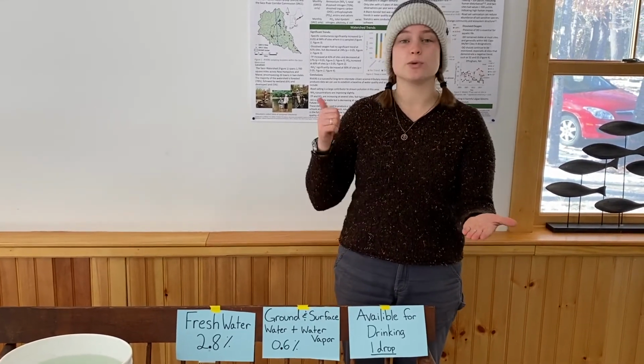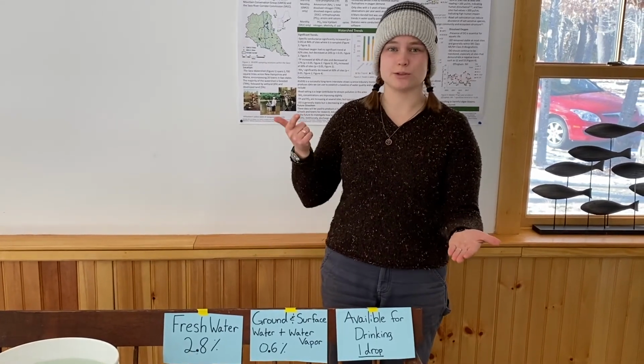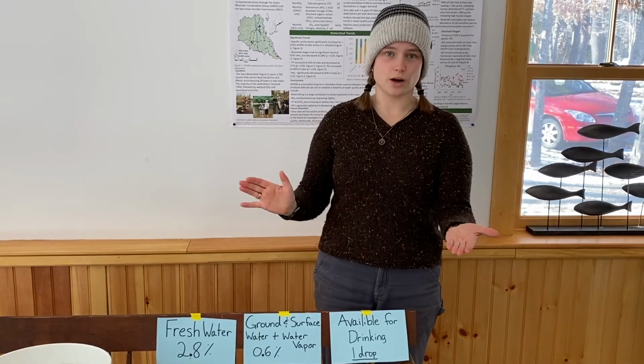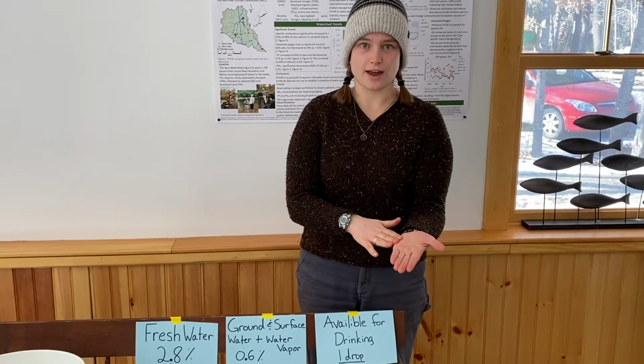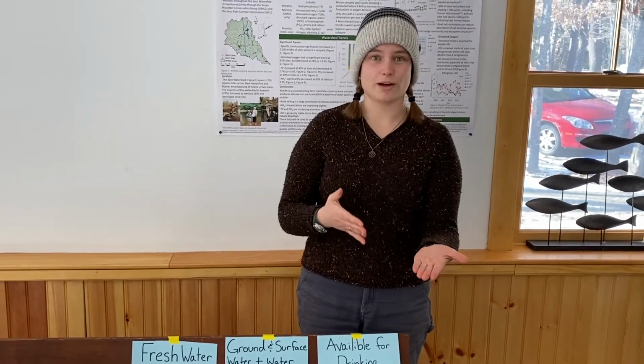Some of it could be too contaminated, some of it could be too far underground, we might not be able to reach it, some of it could be being diverted for agriculture, we don't know. So this is actually all of the water that we have that we can drink. This is a very small amount of water.